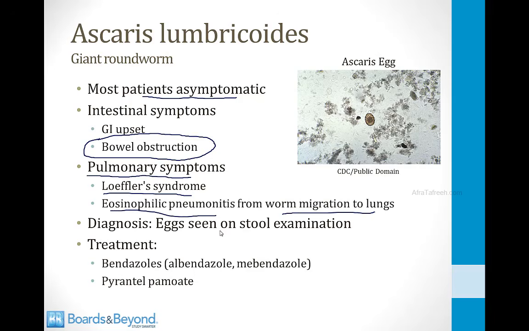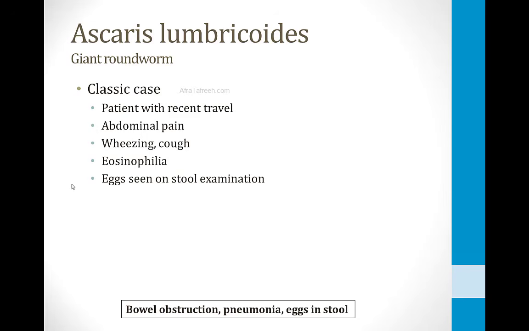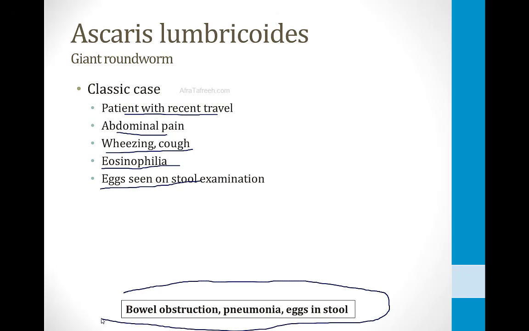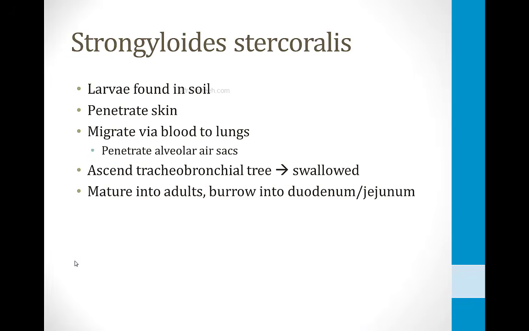You can diagnose the giant roundworm by seeing those eggs on the stool examination, and this is a picture of some of the eggs in the top right corner here. And you can treat Ascaris with the bendazoles and also with pyrantel pamoate. So the classic case is going to be a patient with recent travel to an underdeveloped country who has abdominal pain, wheezing and cough, elevated levels of eosinophils, and eggs seen on the stool exam. And down here at the bottom, I've written the buzzwords for Ascaris, and that's bowel obstruction, pneumonia, and eggs in the stool.